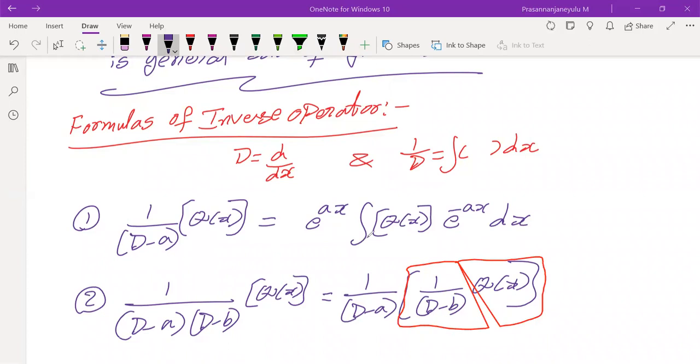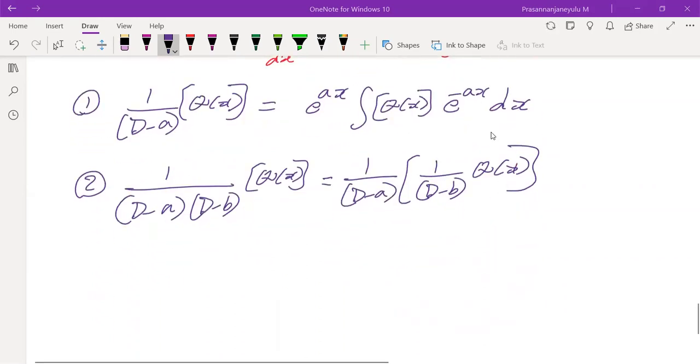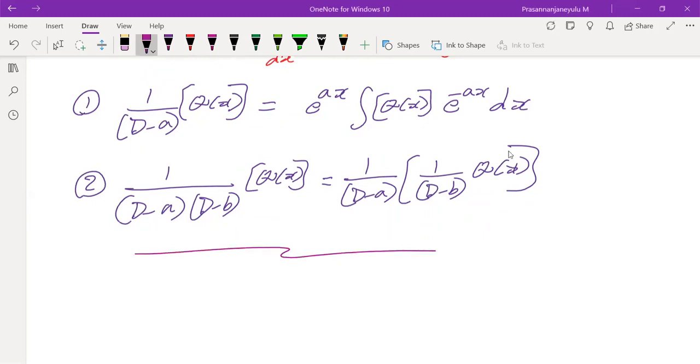There is a process. Okay, so I'm just giving only the basic concept. If you want, you can check here. I'll explain with a problem. So here I'm taking a problem just for the namesake. Problem number 1, evaluate 1 by d plus 1 of x.